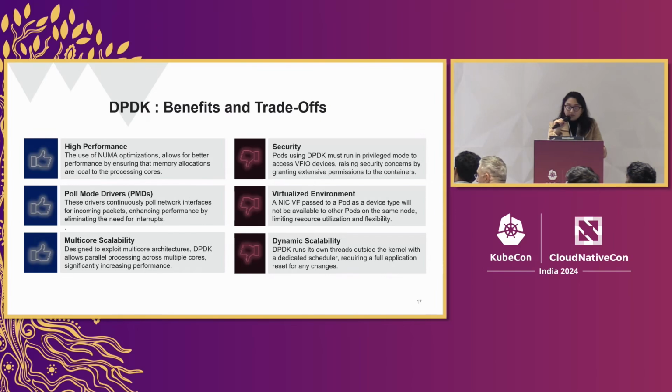Coming to the limitations of DPDK, pods that use DPDK must run in privileged mode to access VFIO devices, raising security concerns by granting extensive permissions to the containers. Now, if a NIC VF has been passed to a pod as a device, then it will not be available for other pods on the same node, limiting the resource utilization and flexibility. And then comes dynamic scalability. So DPDK runs in its own thread outside the kernel with a dedicated scheduler. So for every change, you need a full reset of the application.